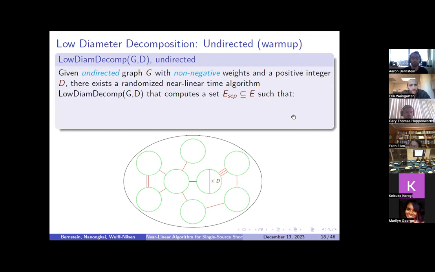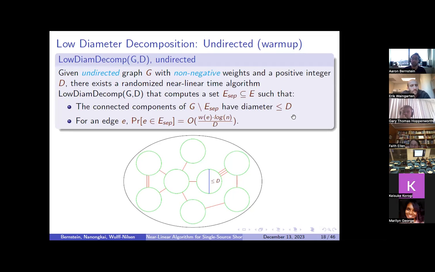So the formal statement looks like this. For the formal statement, the focus is kind of on the red edges. So our goal is to find a small set of red edges such that when you remove them, the remaining components have small diameter. So we're going to have a parameter D, and the goal is to find a set of red edges, that's E_SEP, such that when you remove them, the connected components have diameter at most D, and such that the number of red edges is small. And in fact, we want something even stronger. We want that every edge is a red edge with small probability, something like probability 1/D.